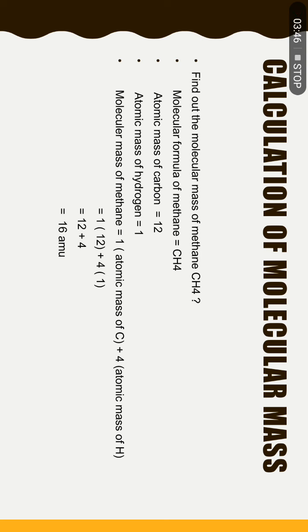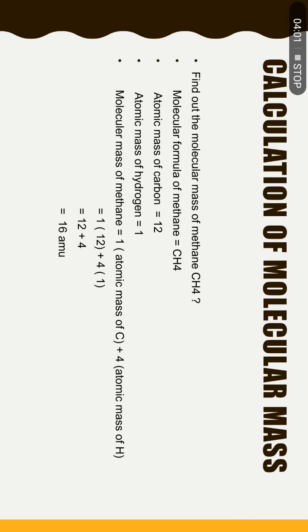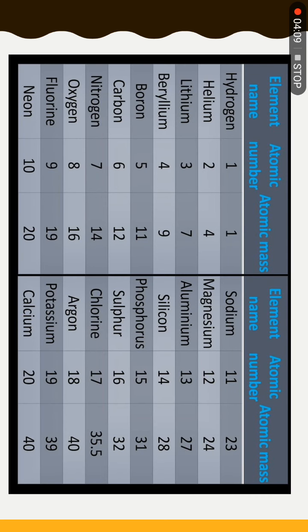First of all, what will you have to know? You will have to know the atomic mass of carbon. Let's look toward the table to see the atomic mass of carbon. In the table, the atomic mass of carbon is given as 12. And the atomic mass of hydrogen will be 1. If you look at the table, you can see that the atomic mass of hydrogen is given as 1.